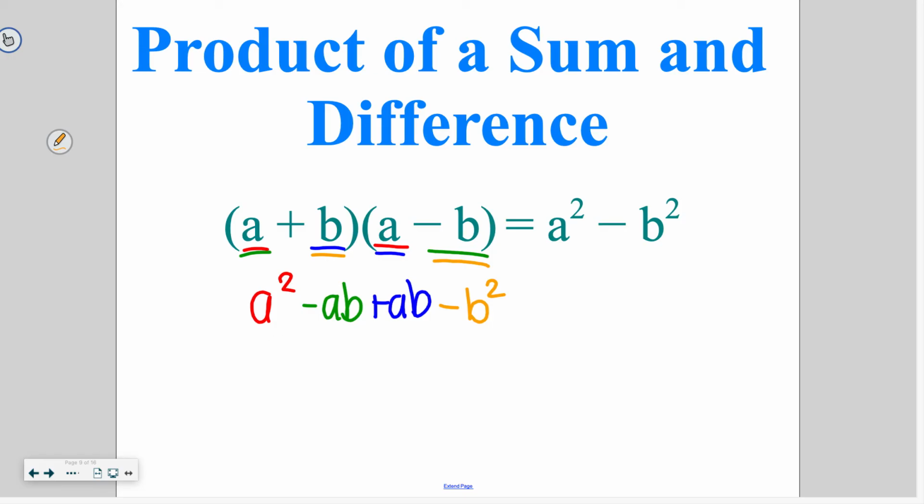So this middle portion of subtracting ab and adding ab cancel out, which is why we just have the front squared minus the back squared. This is a subtracting b because we have a positive and a negative.